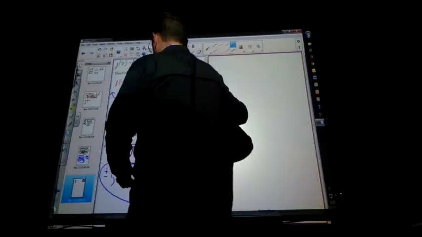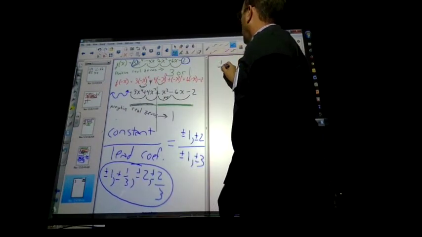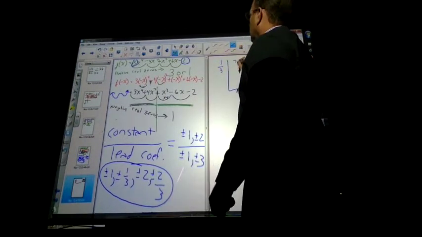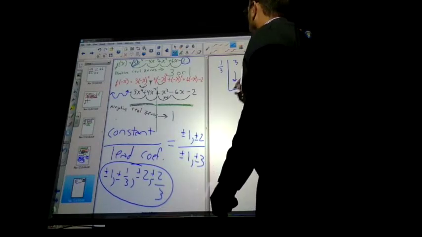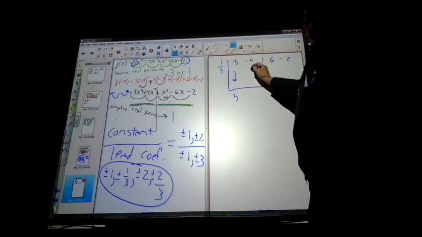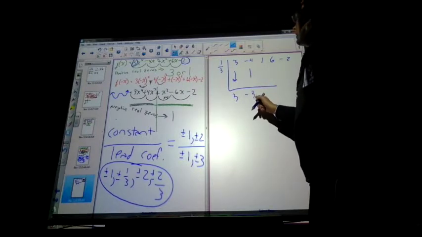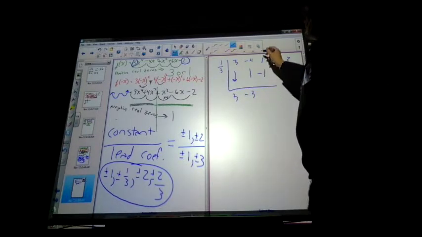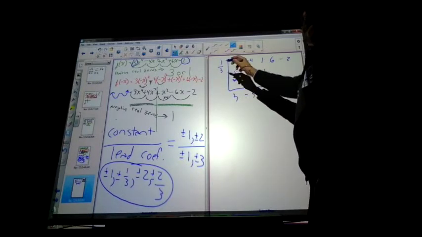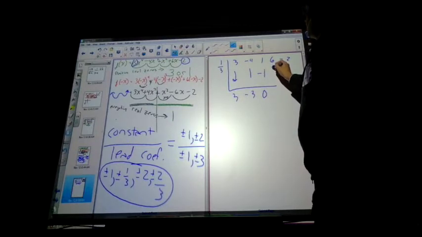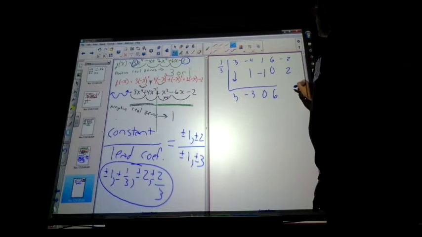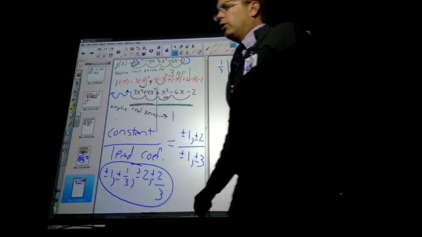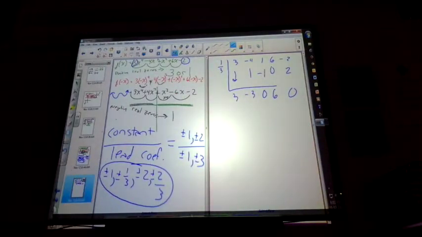All right, so let's try 1/3, see if that works. 3, negative 4, 1, 6, negative 2. Bring 3 down. 3 times 1/3 is 1. It's negative 3. Negative 3 times 1/3 is negative 1. It's going to give me 0. 0 times 1/3 is 0. 6 comes down. 6 times 1/3 is 2. Is 1/3 a solution? Sweet.